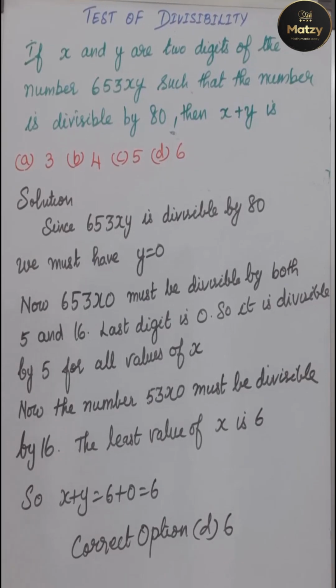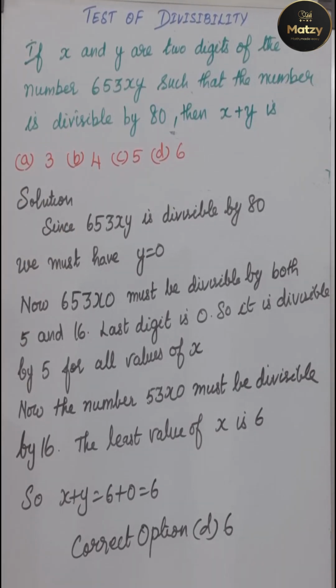Now, I'll explain one more problem from the book Quantitative Aptitude by Dr. R.S. Agarwal. This question is from the topic divisibility. If x and y are two digits of a number 653xy such that the number is divisible by 80, then what is the value of x plus y? Four options are also given.